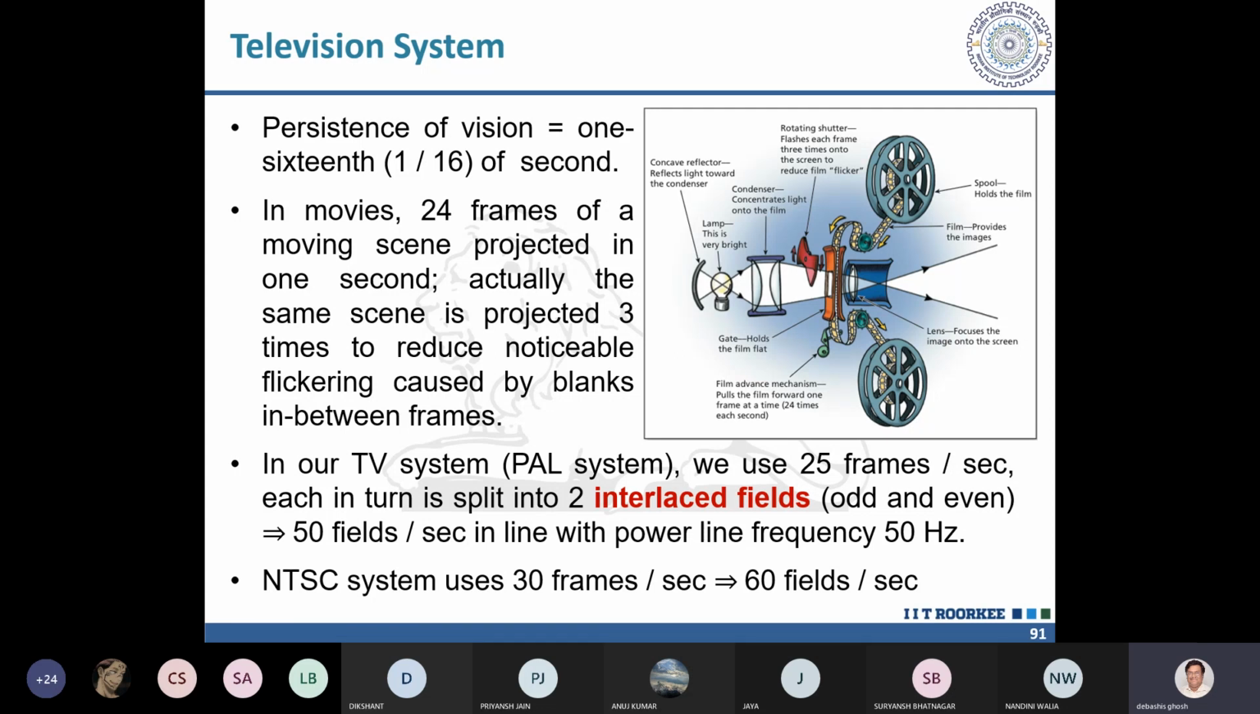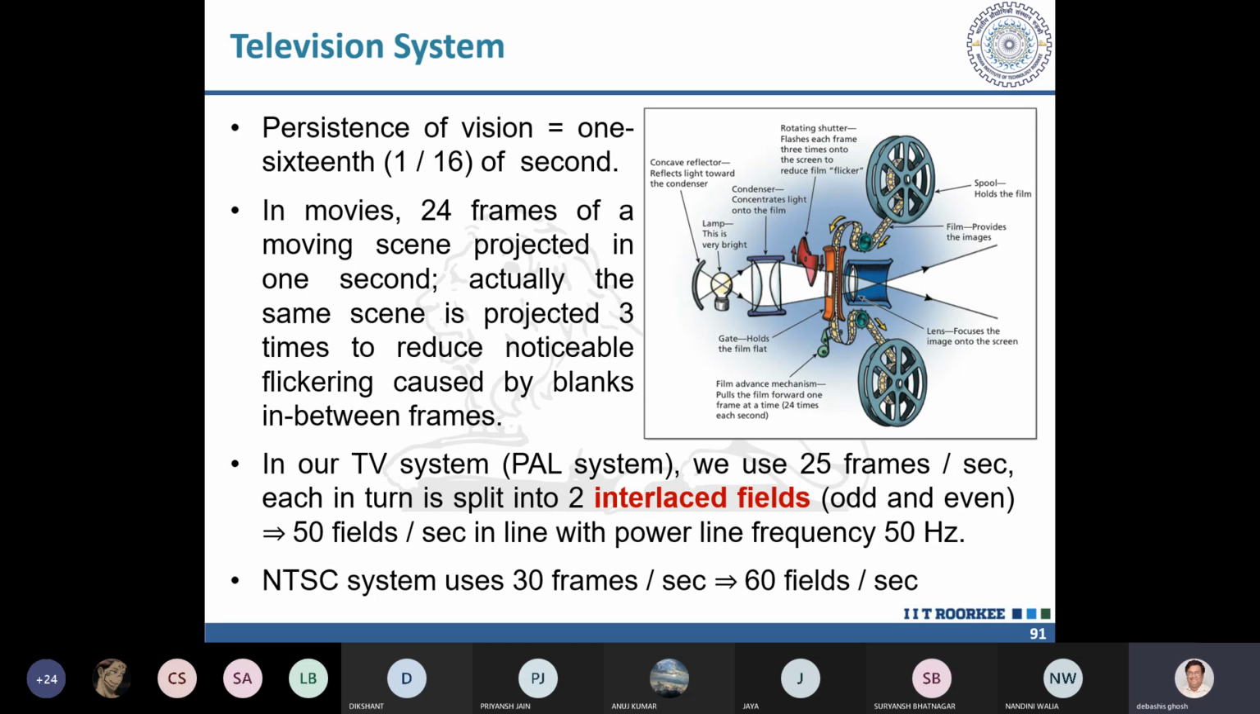So there will be blanking in between the fields, again for the same reason. Ultimately it becomes 50 fields per second, and these are interlaced fields. I will show you what interlaced fields are. Two fields are interlaced together to form 1 frame.